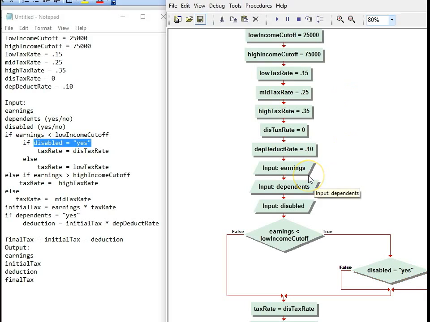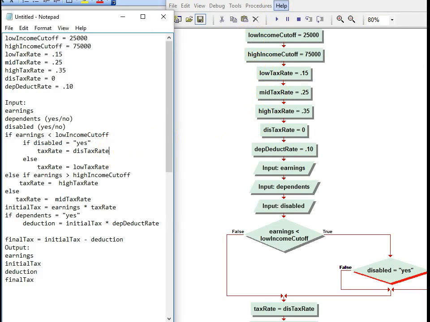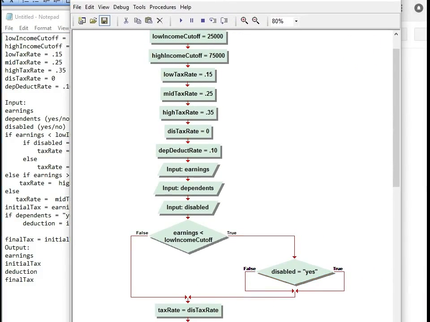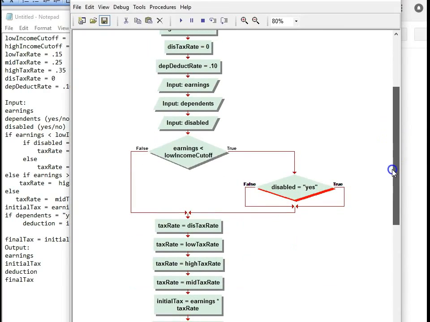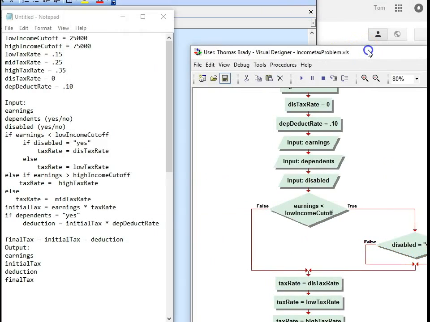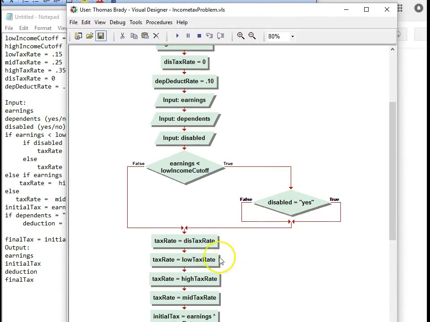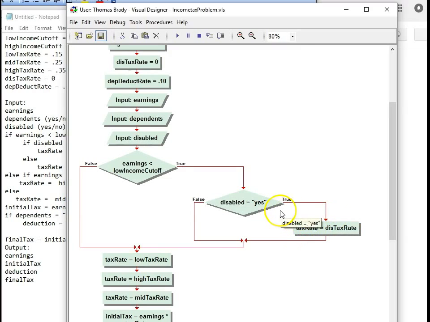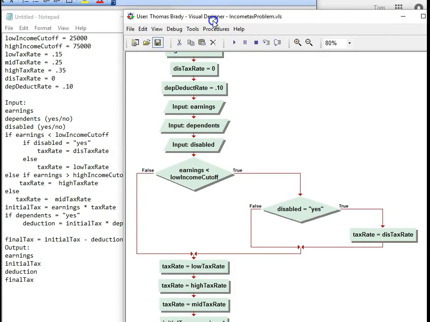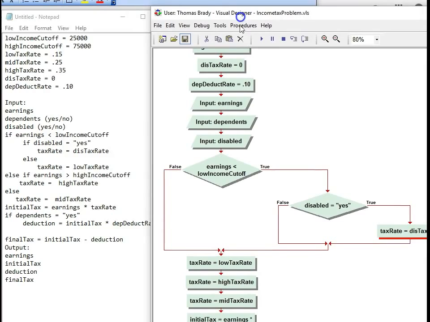And then if that's true, then we do this one assignment. So I'm going to go ahead and move this over. Well, let me go ahead and copy it first. Oh, actually, I already have it. So let's go ahead and move this over. I had those assignments already done down here. So if it's true, then the dis tax rate is the tax rate. And that's this one right here. Okay, that's the 0. And then if disability is not yes, but it's a low, then they get the low tax rate. So that's this right here.